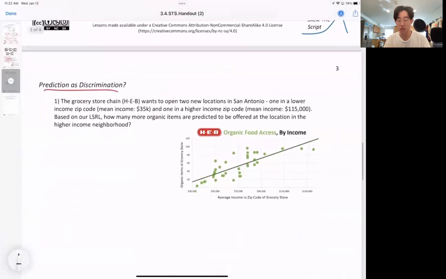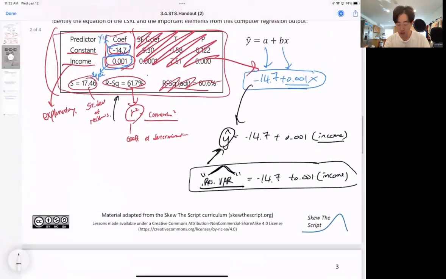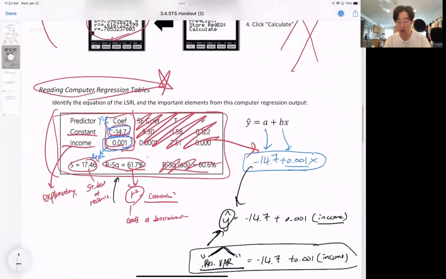I'm going to skip this prediction and discrimination. That's just for discussion, an open-ended question. You can take a look at the answer key, of course. And after that, I think that should be good.